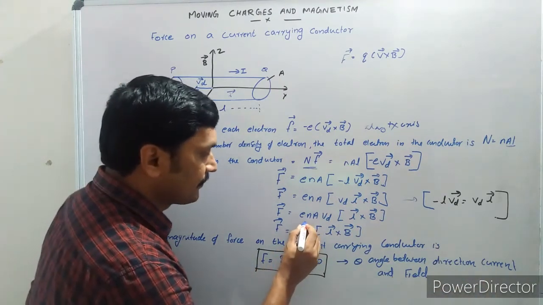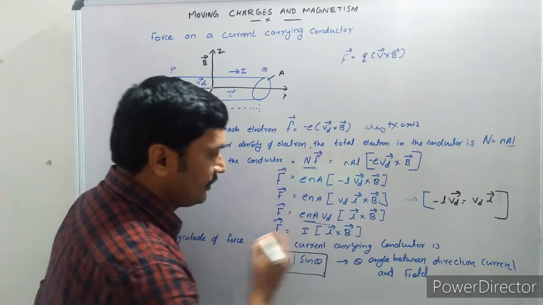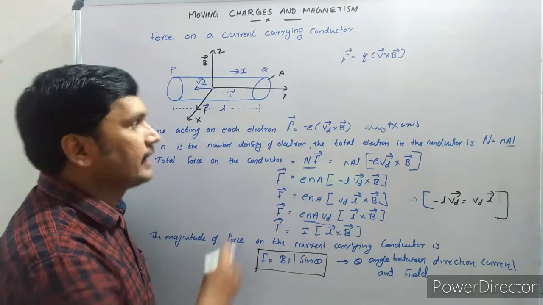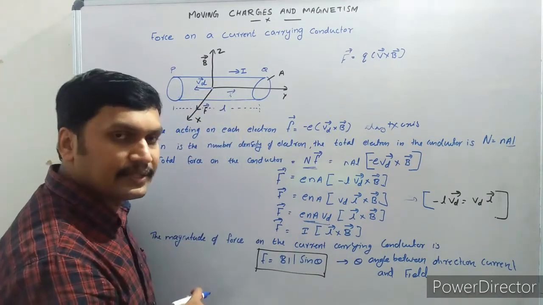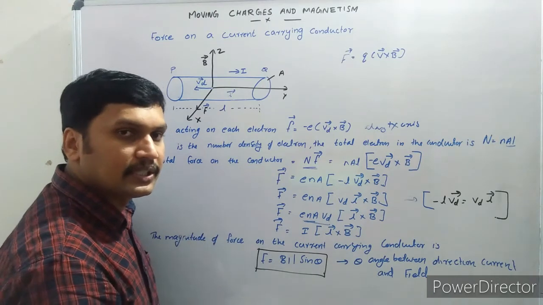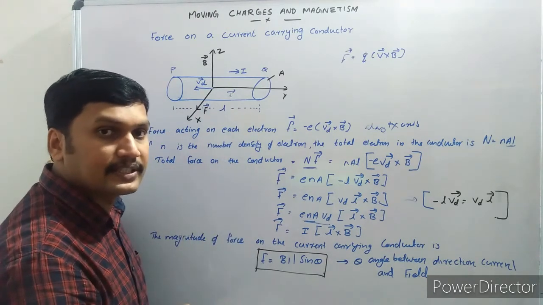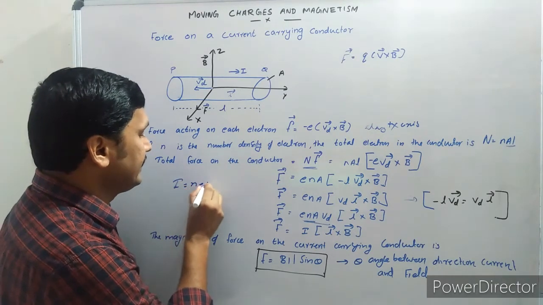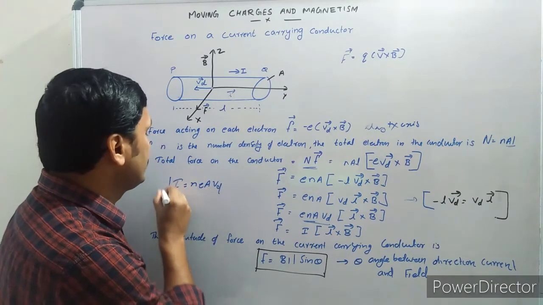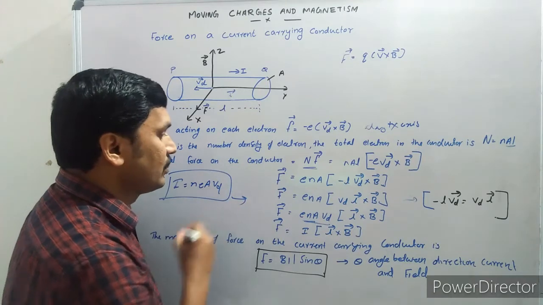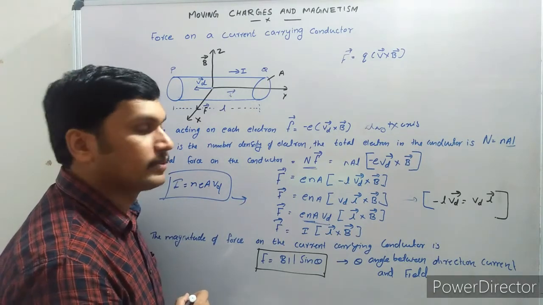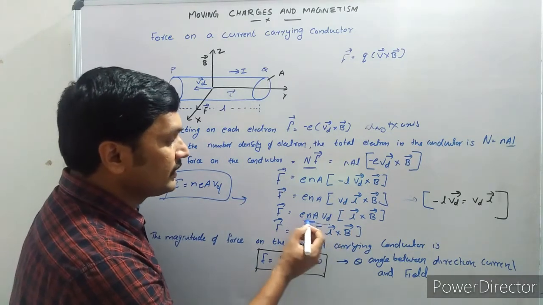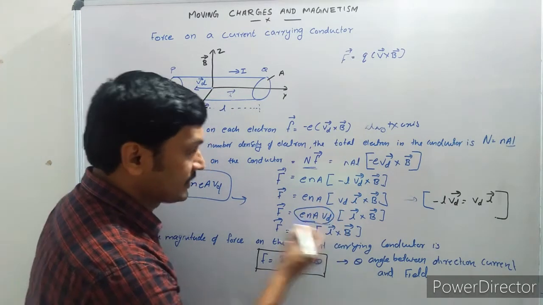And what is this term? n e A into v_d. That's the expression for the current through this conductor in terms of drift velocity. We derived it in the chapter current electricity, where we know that I is equal to n e A into drift velocity. So this is the magnitude of current flowing through this conductor.